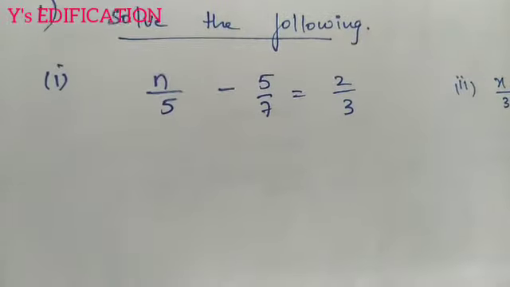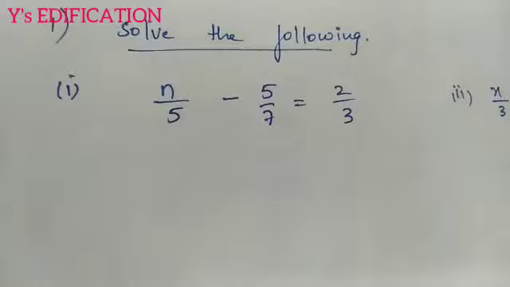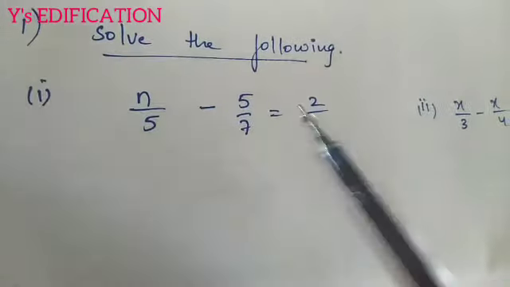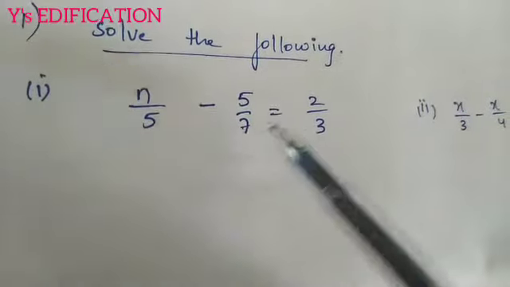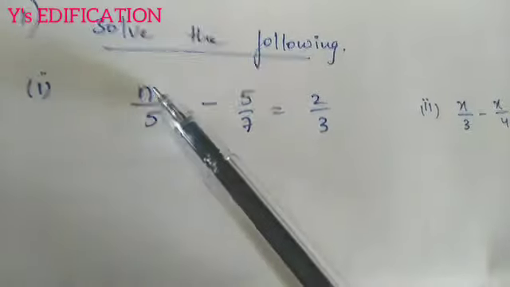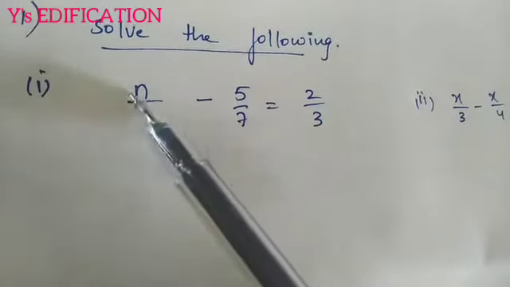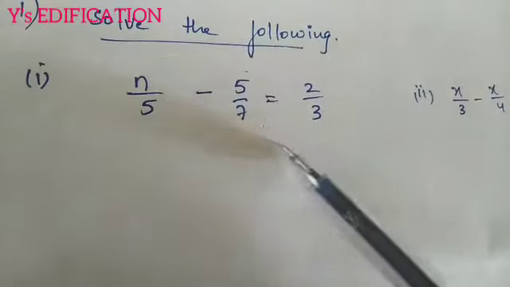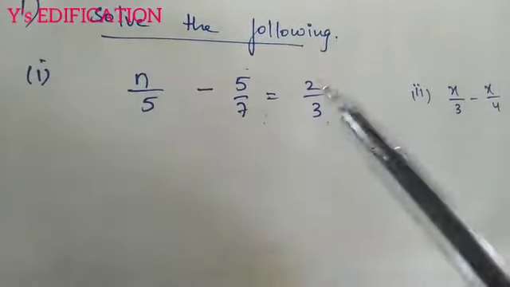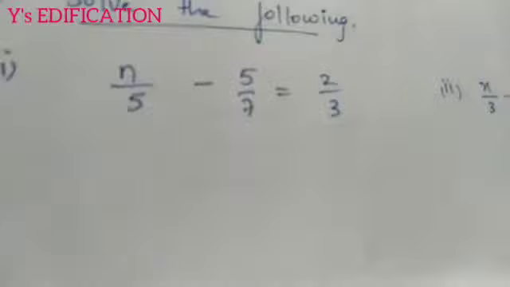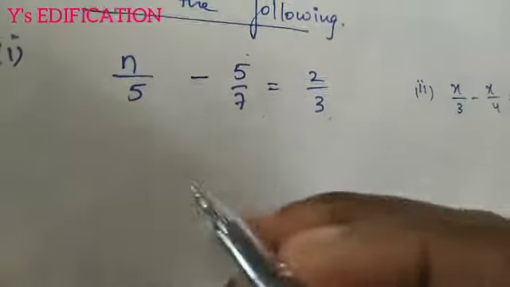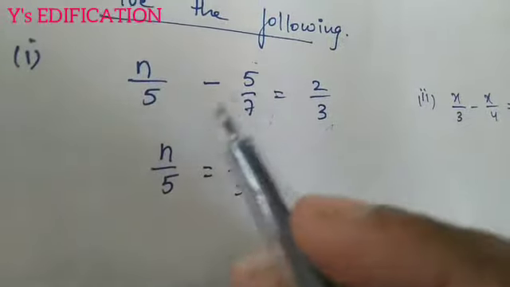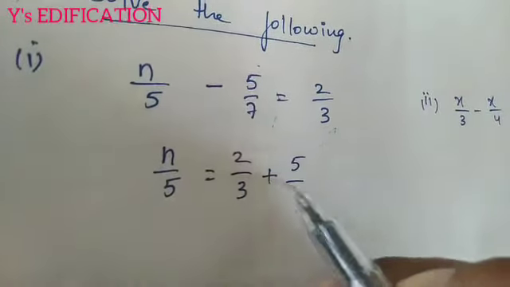Solve the following. Here they gave fractional numbers and they are asking us to find the value of the variable. Here n by 5 minus 5 by 7 is equal to 2 by 3. So n is a variable here, so we have to find the value of n. I will shift this minus 5 by 7 to the RHS side, so it will become plus 5 by 7. So n by 5 is equal to 2 by 3 plus 5 by 7.